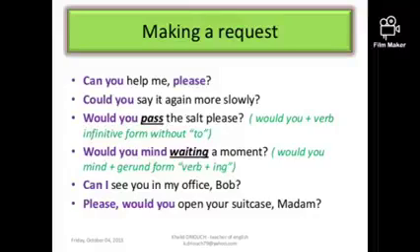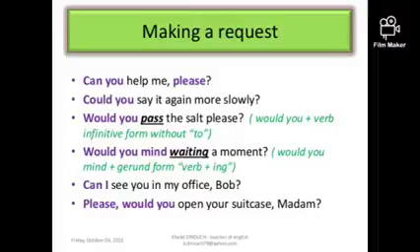So when we have can or could or would, we put the verb in the infinitive without to, okay? So we use the bare infinitive, like for example, can you help? Help. Could you say? Say. Would you pass? Pass. So all these verbs are in bare infinitive because we have can, could, and would.